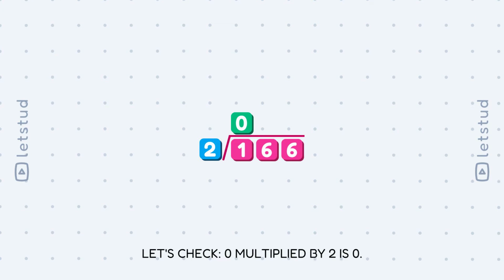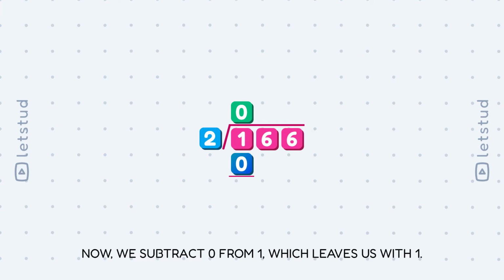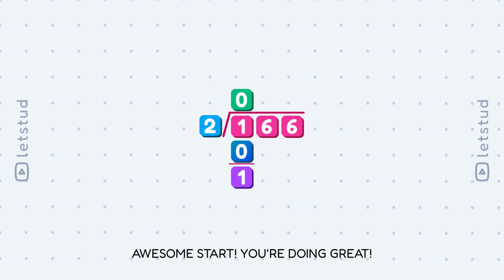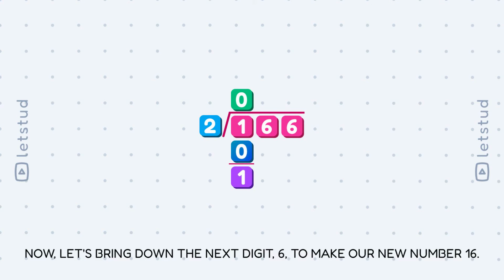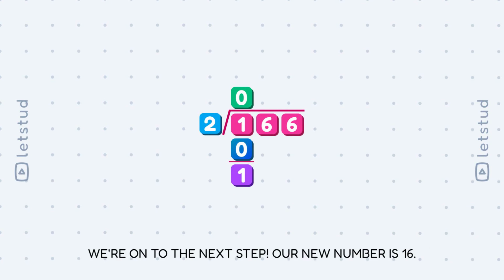Let's check. 0 multiplied by 2 is 0. Now we subtract 0 from 1, which leaves us with 1. Awesome start, you're doing great. Now let's bring down the next digit 6, to make our new number 16. We're on to the next step.